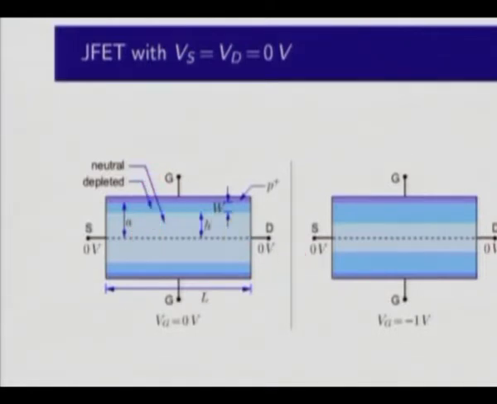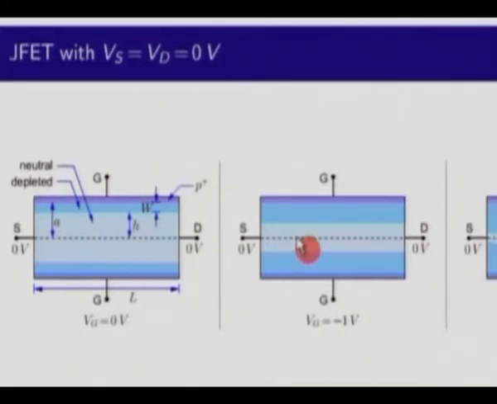Okay, let's go to the next figure. The only difference between this and this is that the gate voltage is now made more negative. So here is 0 volts, here is, let's say, minus 1 volt. As a result, the junction is now more reverse biased, and the depletion width has increased, and therefore it has eaten up into the channel. So the thickness of the channel that is available to you has now decreased. That is very clear in this figure.